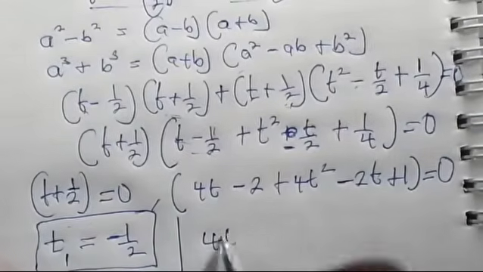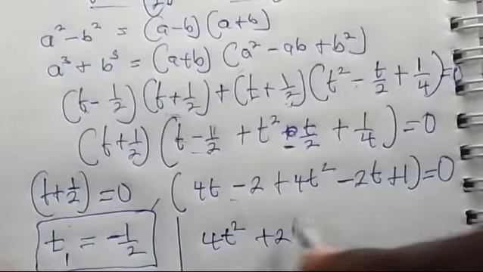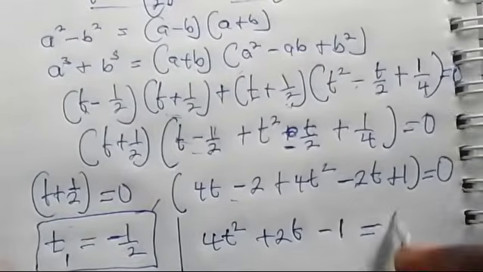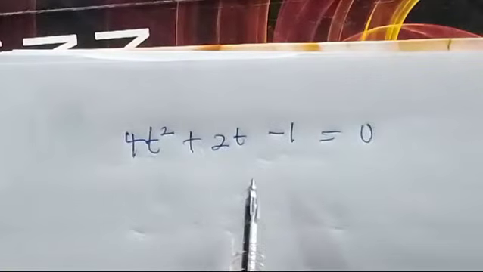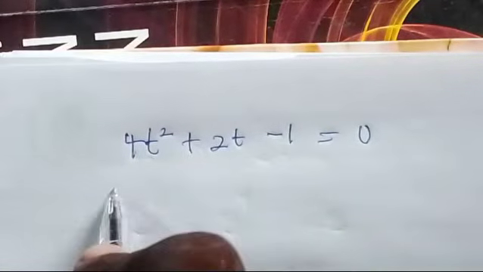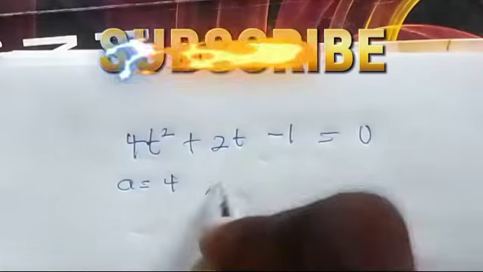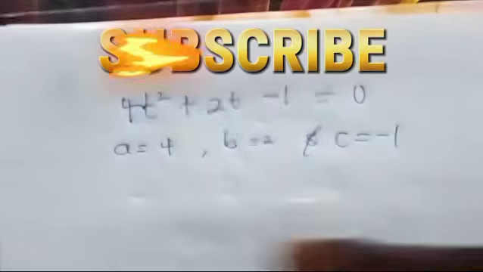So we have 4t squared plus 2t minus 1 equals 0. Now, let's solve the quadratic equation on the next page. From this, using the quadratic formula, we know our a is equal to 4, b is equal to 2, and c is equal to minus 1. So let's substitute the parameters.